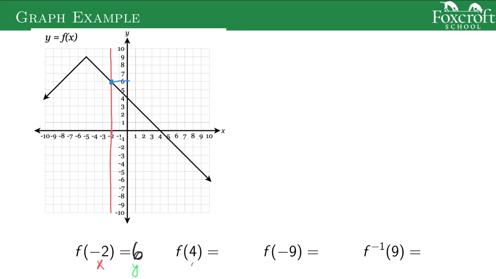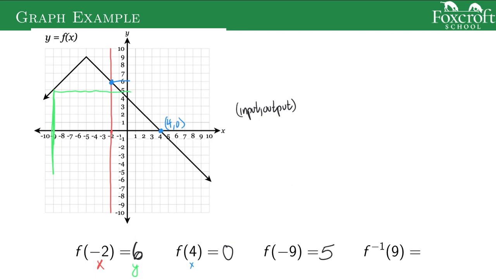F of 4, again, this is x, and we have this point here. This point is (4, 0). Whenever we have a point on our graph, it's input, comma, output. So if my input is 4, my output is 0. F of -9, again, at any point, pause it and quickly see if you get the right answer. -9 is my x value. I see where that x value hits my graph, and that happens at the y value 5. So it's going to be equal to 5.